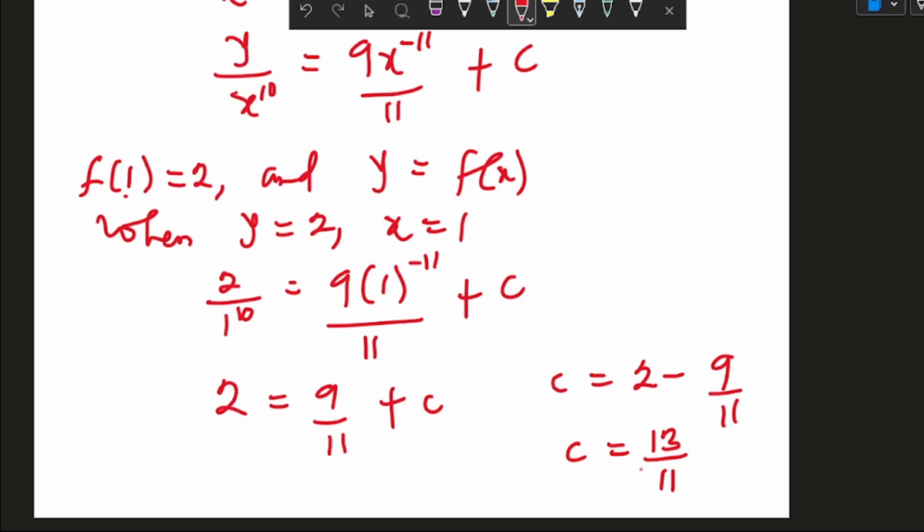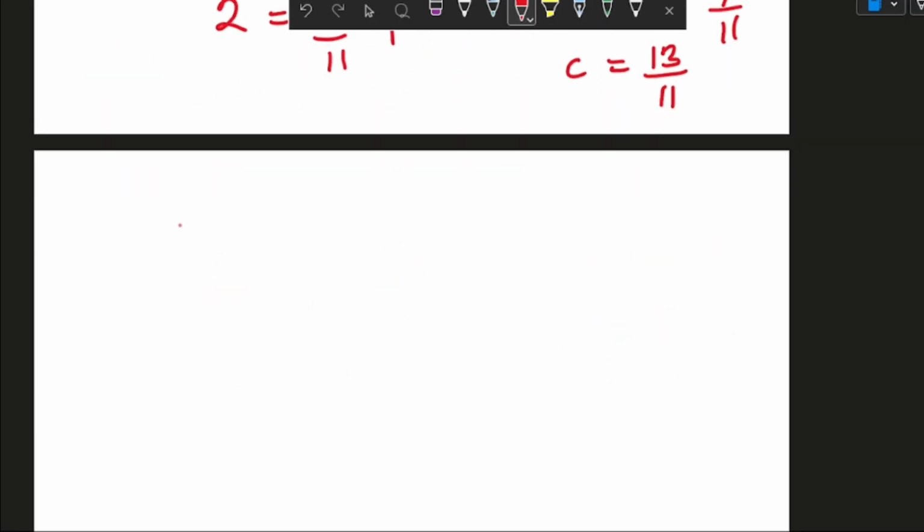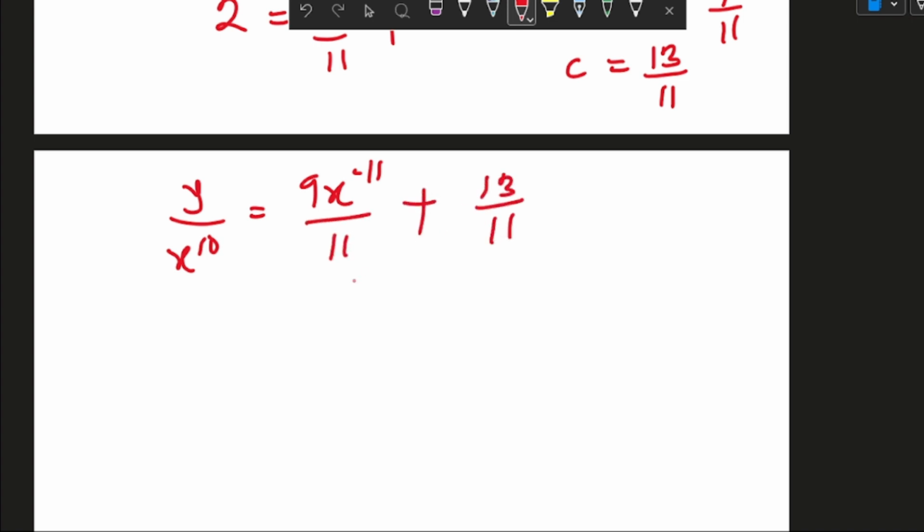So I'm going to replace c to be 13 over 11 into this equation. Let me call it 4, into equation 4 here. And I'm going to get something of this nature. y over x to the power of 10 equals 9x to the power of minus 11 over 11 plus 13 over 11.